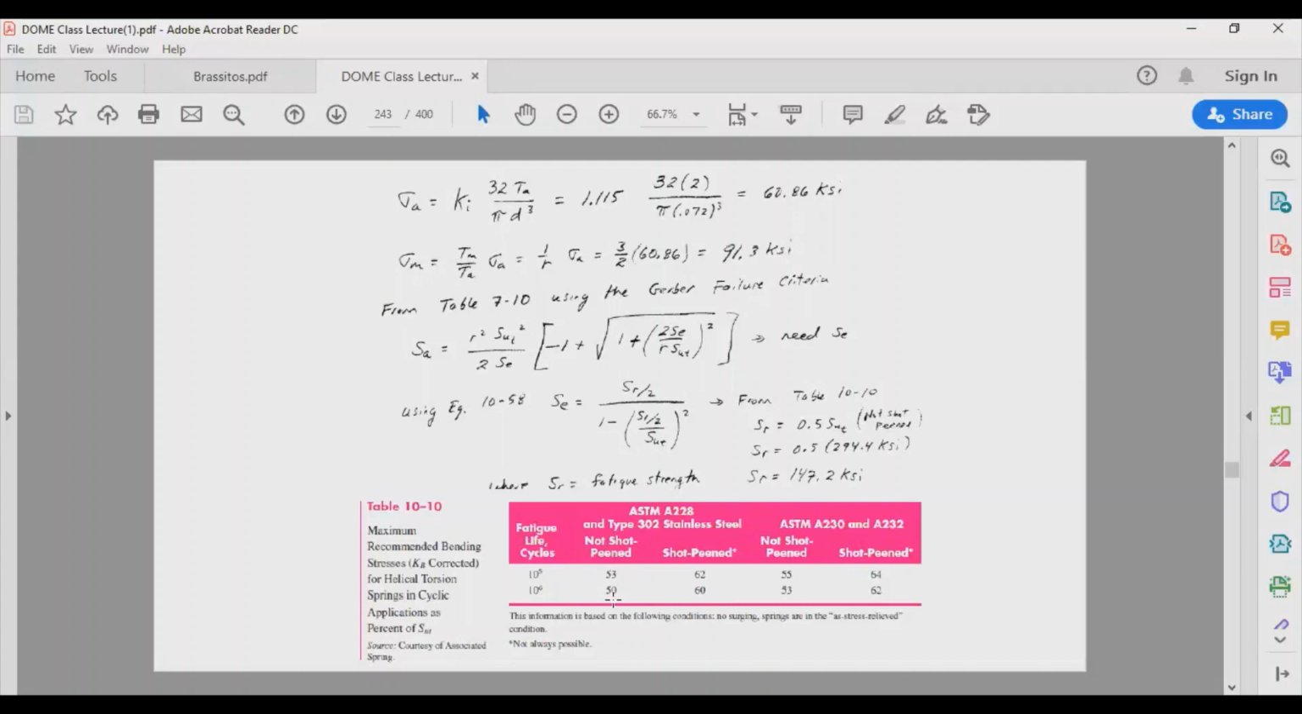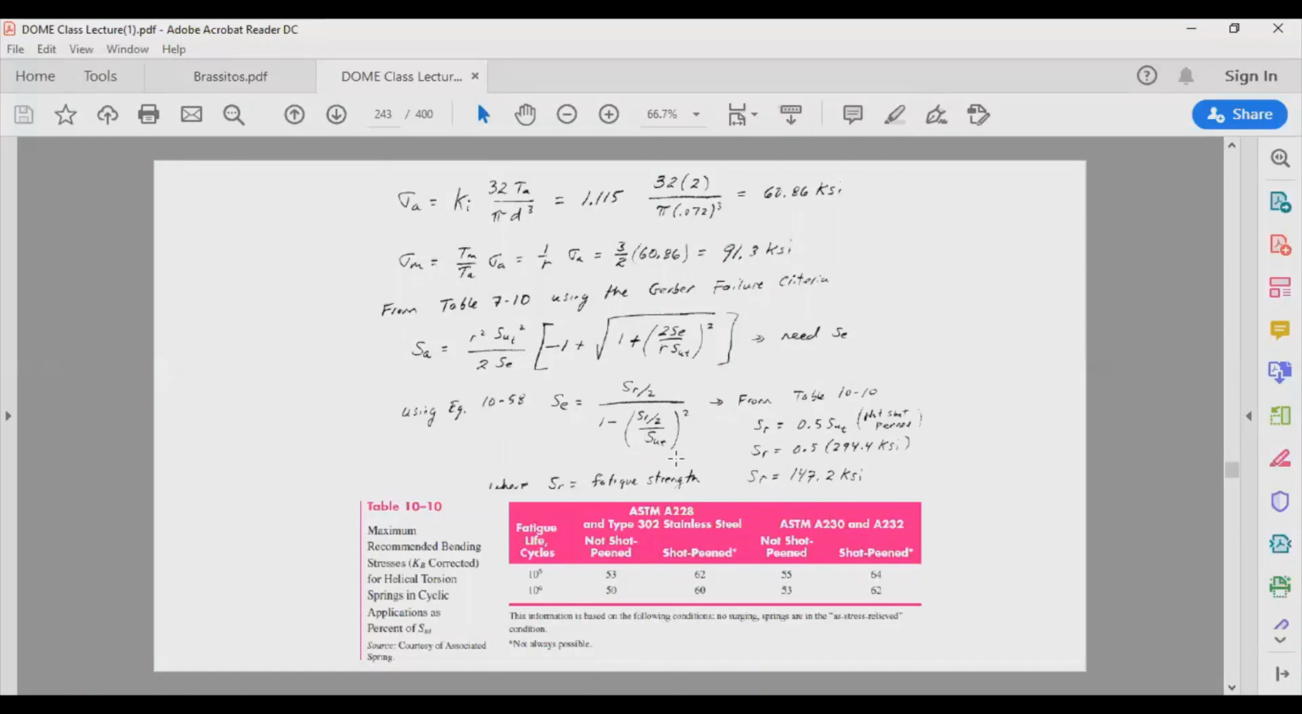All right, so SR is going to be equal to 0.5 SUT in this case, and if it was shot peened, it would be 0.6 SUT. So this is what I have here. SR is going to be equal to 0.5 SUT. Once you calculate this SR, you're going to come back and plug it here, and you can find SE.